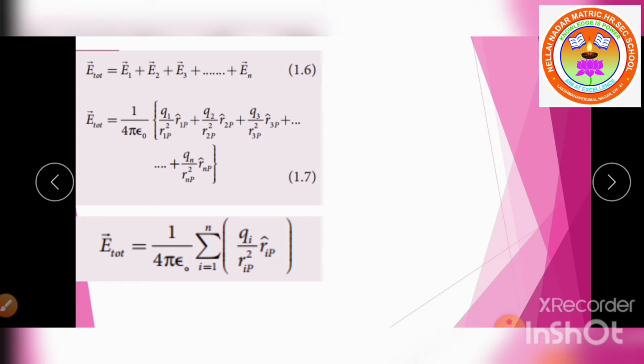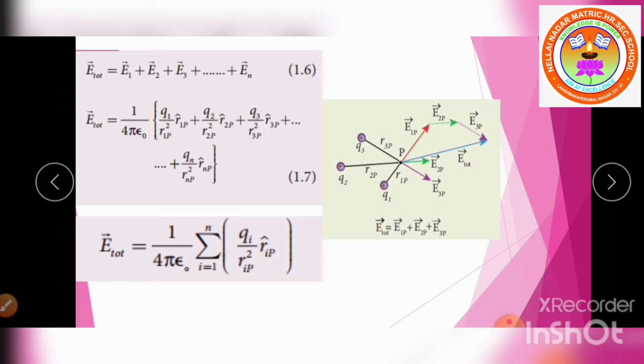Now we can see another example based upon this: electric field due to the system of point charges. Here we are going to take 3 point charges, Q1, Q2 and Q3. Then next we consider one point P. Q1 and the point P have the distance R1P, Q2 and P R2P, Q3 and P R3P. Next we are going to draw the electric field for this.